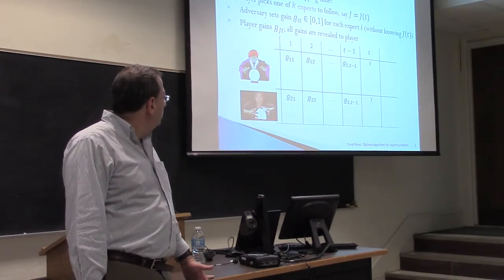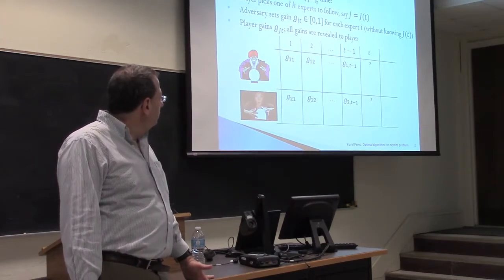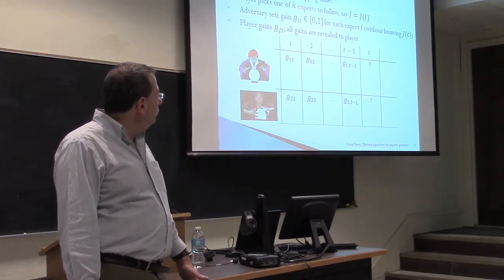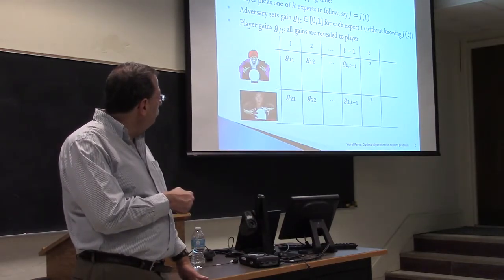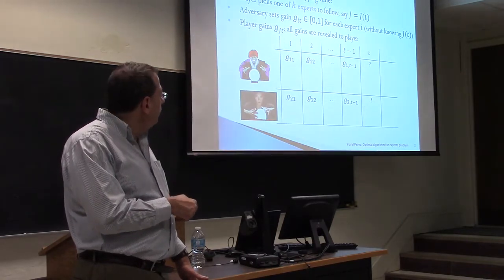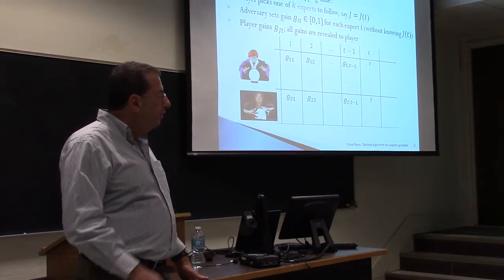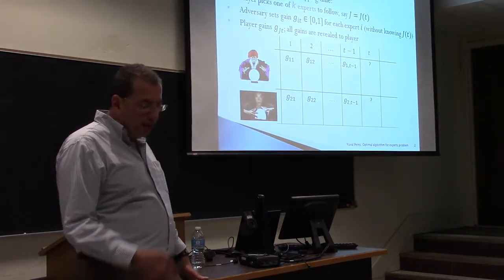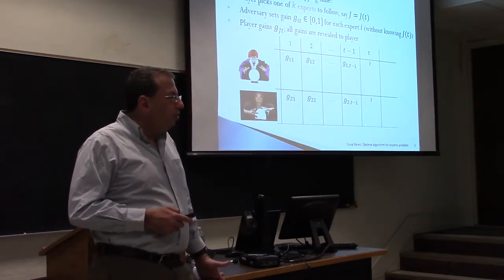Okay, so this is the model at time t. We have the two experts. We know at time t all the gains. So these are the gains of expert 1 until time t minus 1. These are the same gains for expert 2. And now we have to decide at time t which of these to follow, and then we'll get the corresponding gain. Now if we have some policy, how do we evaluate that policy?